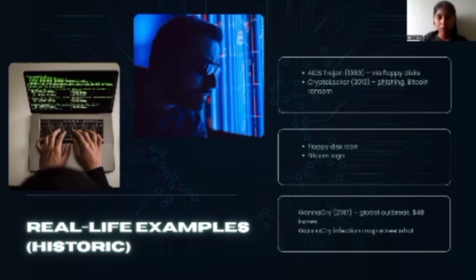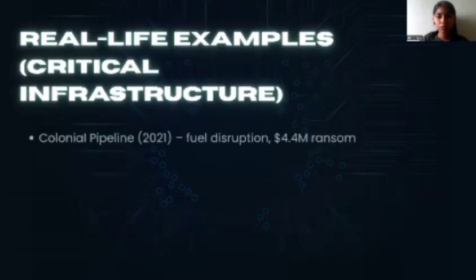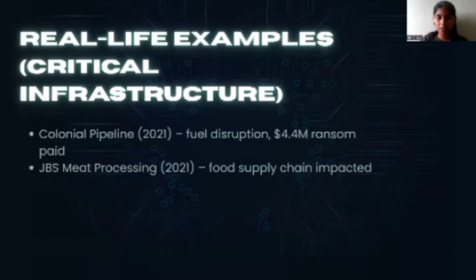Then in 2021, the Colonial Pipeline attack in the United States showed just how dangerous ransomware can be for critical infrastructure. The company, which supplies fuel for a large part of the East Coast, had to shut down operations completely. This caused panic buying at gas stations, and eventually the company paid $4.4 million to the attackers.